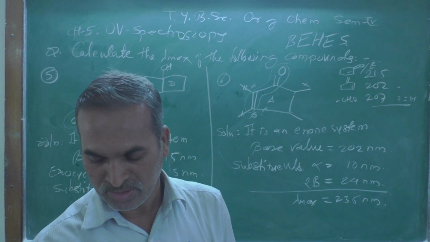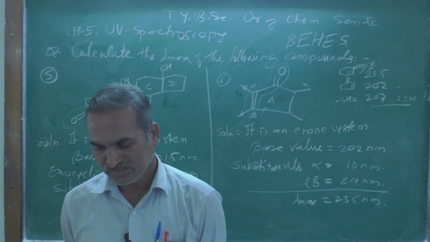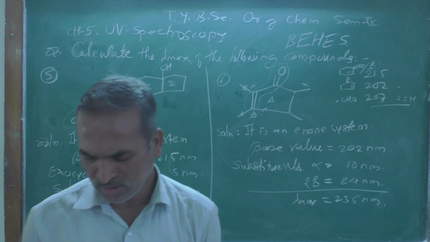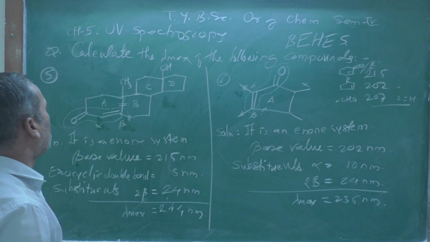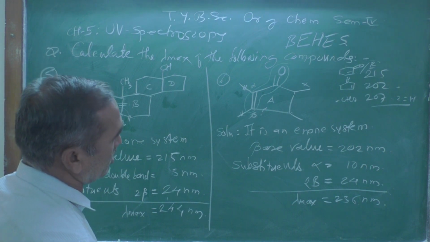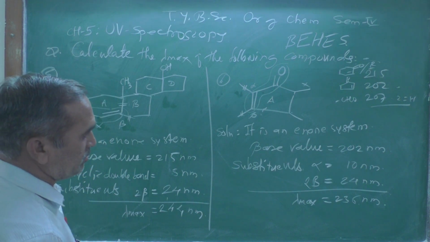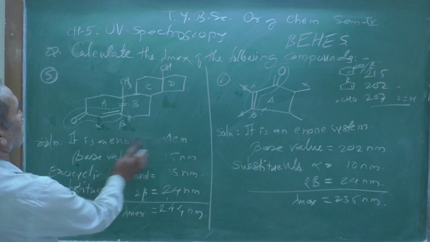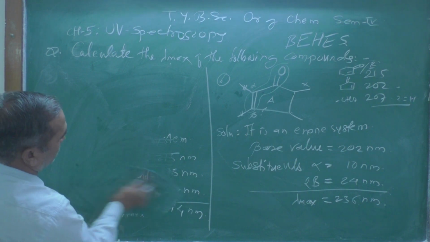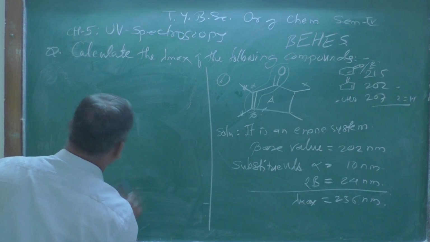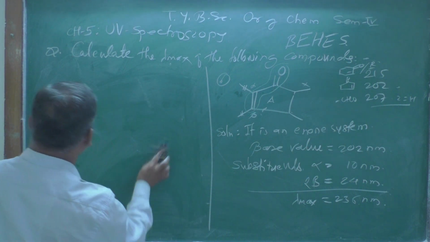So in this way we can easily count the number of substituents, and we can easily calculate the lambda max of the following compounds. So far we have solved 2 problems. Let us see one more problem over here, problem number 7, which we are going to solve systematically once again.